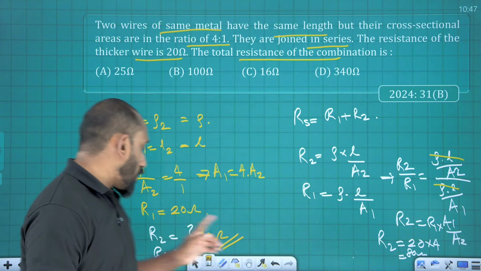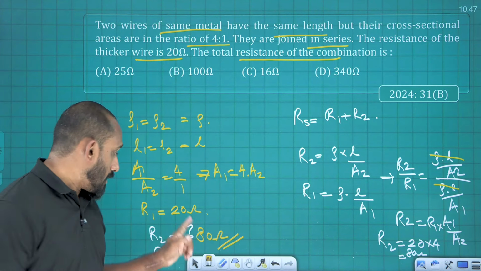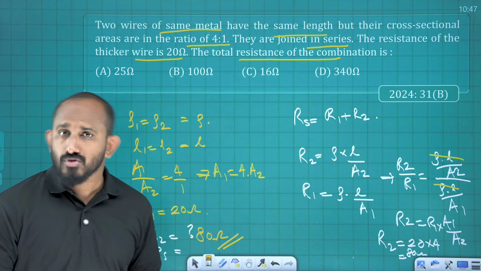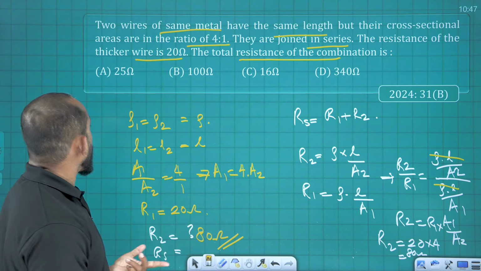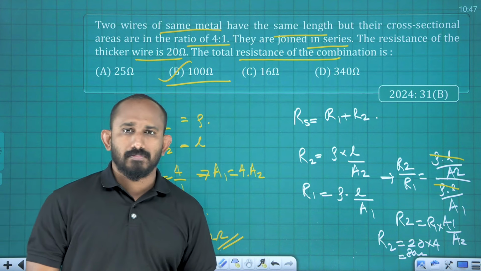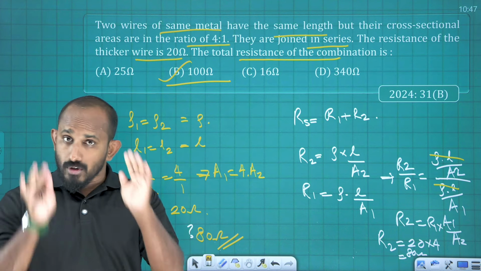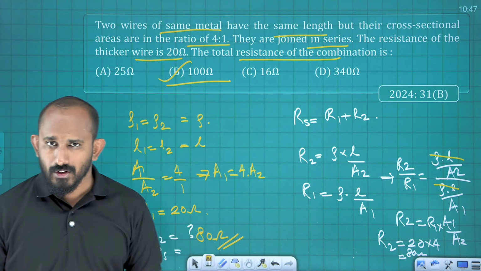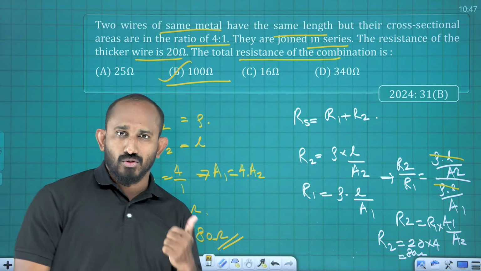Have we got it? So now the total resistance, RS, is the question. Here 80 ohm, here 20 ohm. 80 plus 20, how much? 100 ohm. So option B is the correct answer here. 100 ohm is the correct answer. Pause the video and practice it again. You got it or not? Let's take the next question.